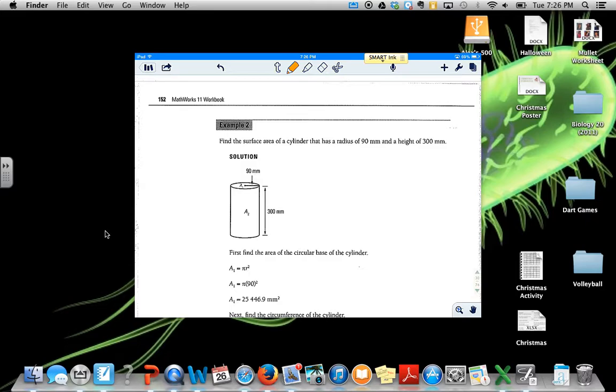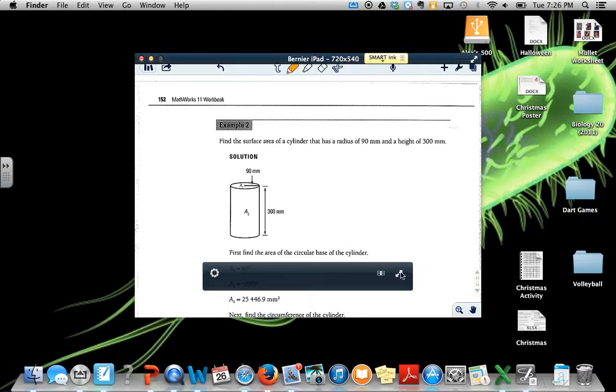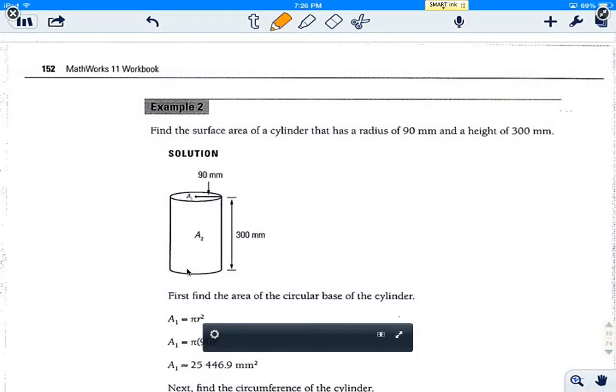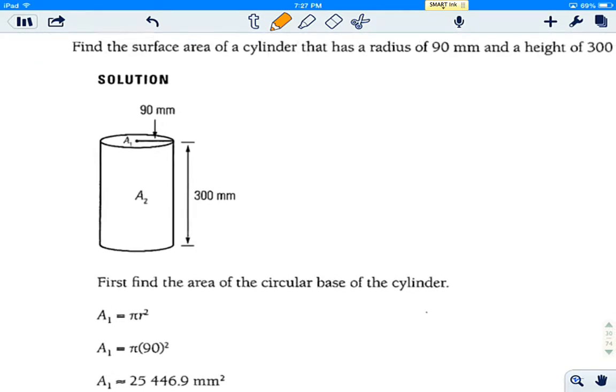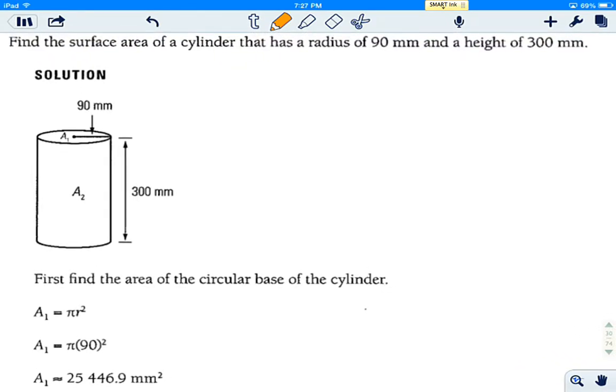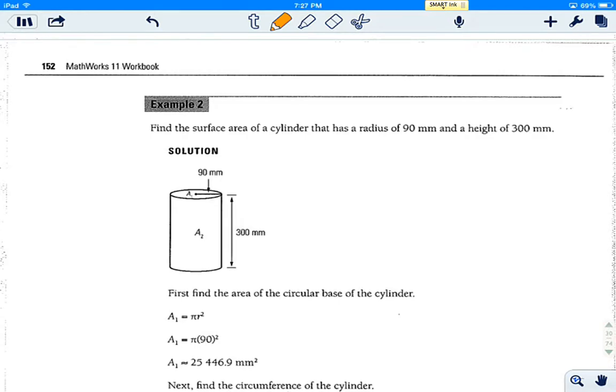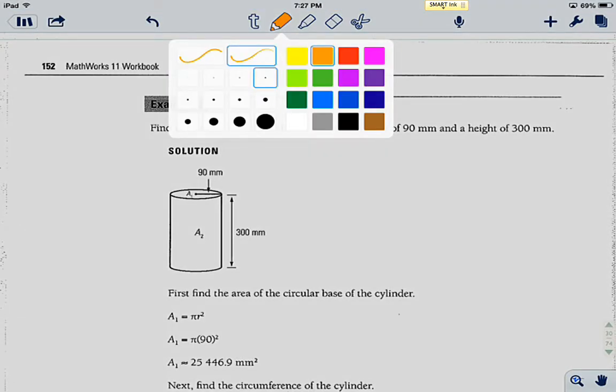Okay guys, so in this video I'm going to show you an example of how we would solve the surface area of a cylinder. In the last video we discussed how a cylinder, if we draw a net of it, is made up of two circles and a rectangle. So let's take a look at this example here. It's example 2, found on page 152.